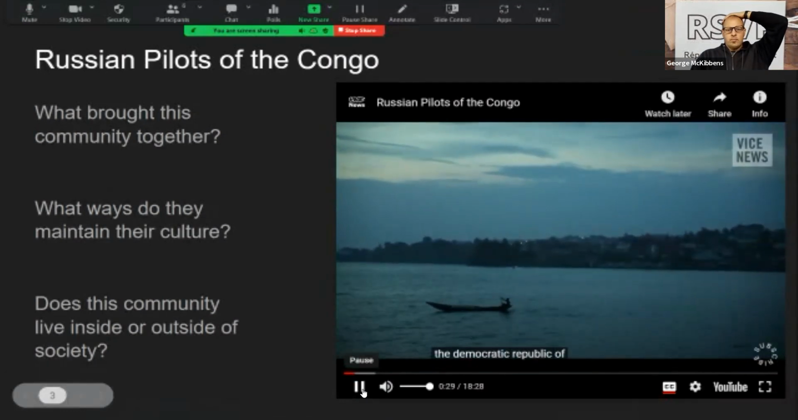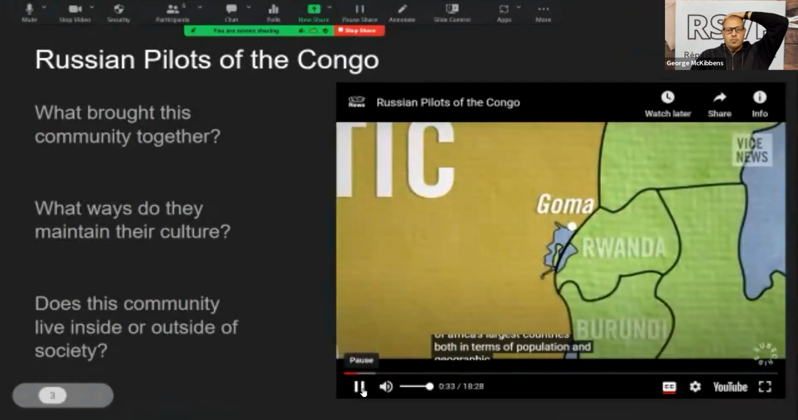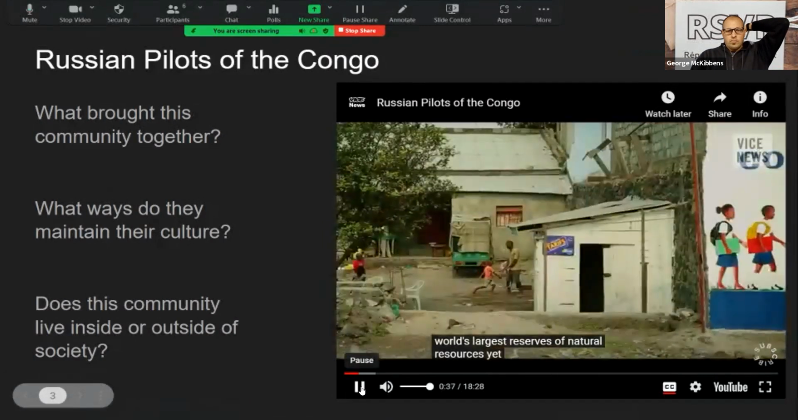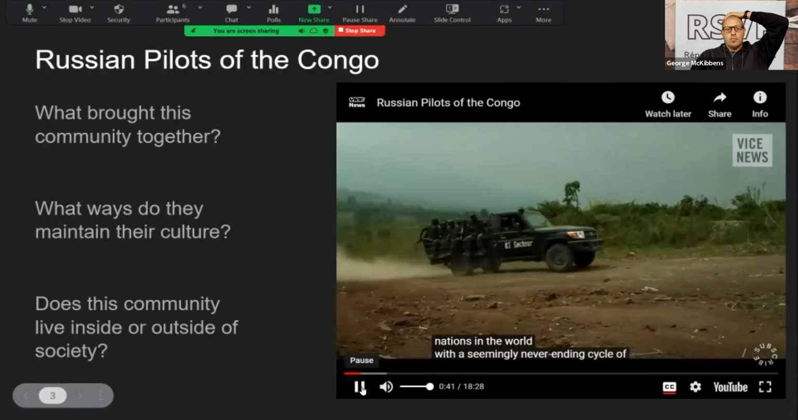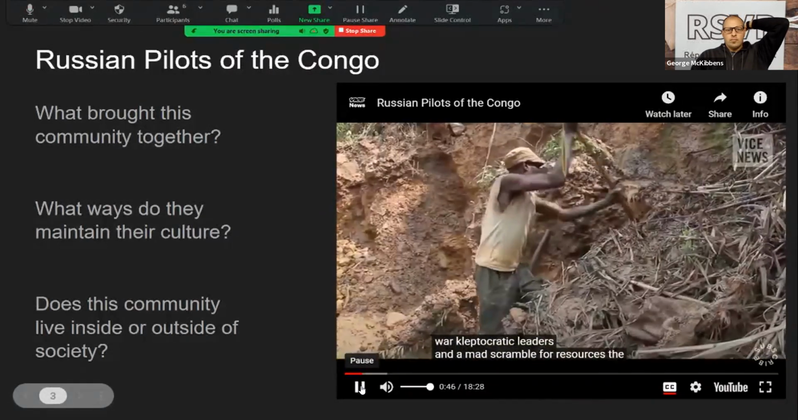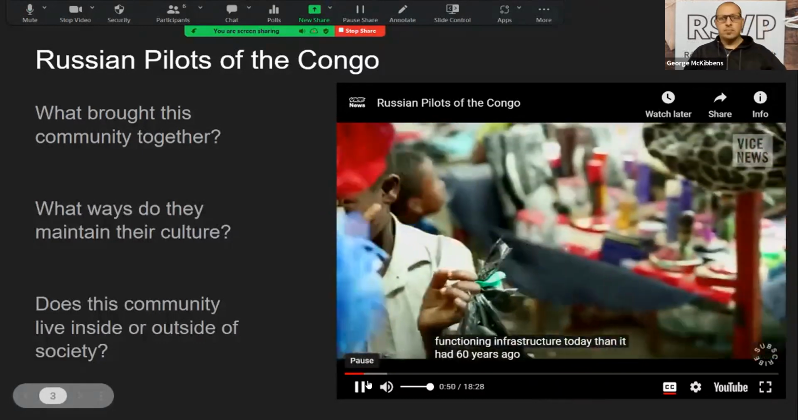The Democratic Republic of Congo is one of Africa's largest countries, both in terms of population and geographic area. It sits on one of the world's largest reserves of natural resources, yet remains one of the poorest nations in the world. With a seemingly never-ending cycle of war, kleptocratic leaders, and a mad scramble for resources, the Congo has been left with less functioning infrastructure today than it had 60 years ago.